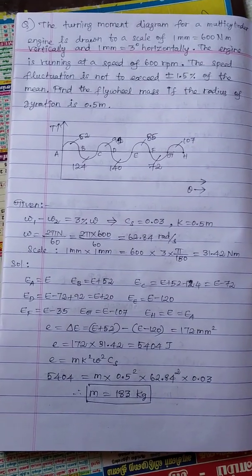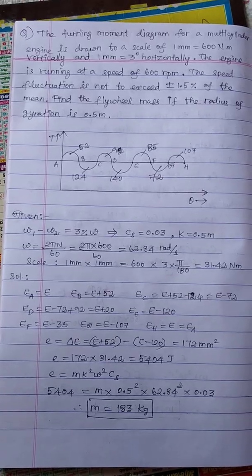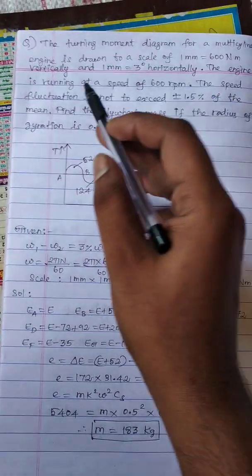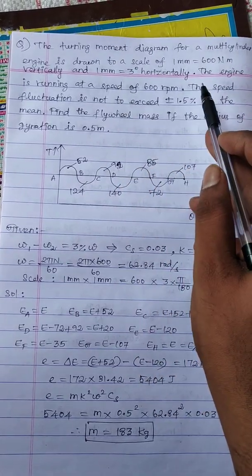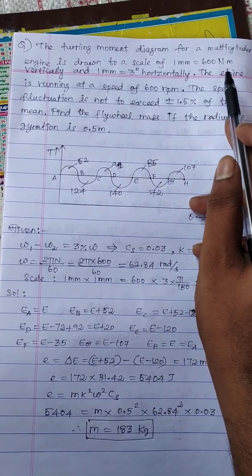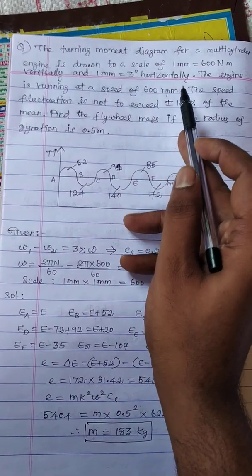Dear students, here is another numerical from the flywheel. Let me read the question. The turning moment diagram for a multi-cylinder engine is drawn to a scale of 1 mm equal to 600 Newton meter vertically, and 1 mm equal to 3 degree horizontally.